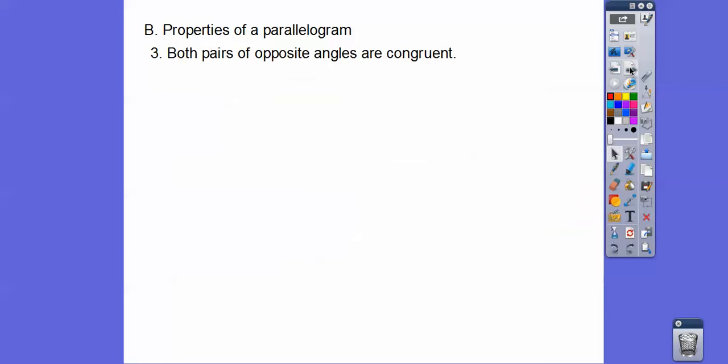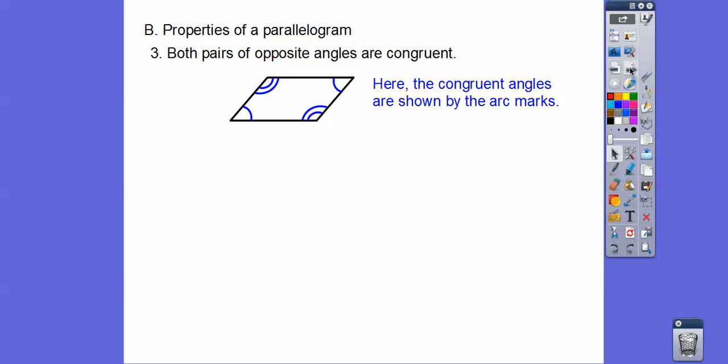Next one is both pairs of opposite angles are congruent. Here we have the congruent angles shown by the arc marks. This has one arc, so it's congruent to this one with one arc. This one has two arcs, so that means it's congruent to this one with two arcs. These opposite angles are congruent and these opposite angles are congruent. Both pairs of opposite angles are congruent.